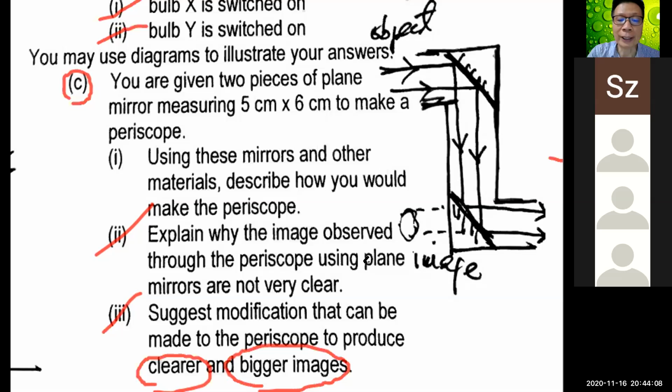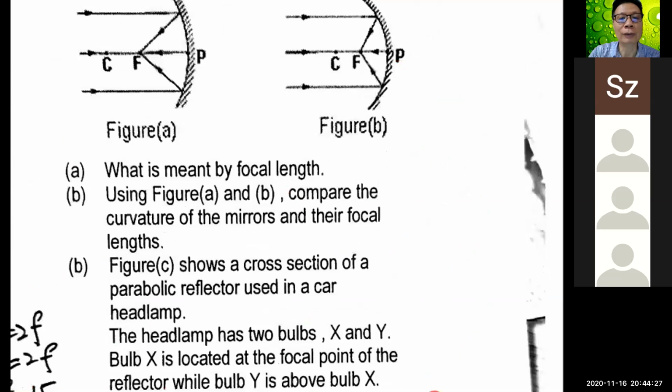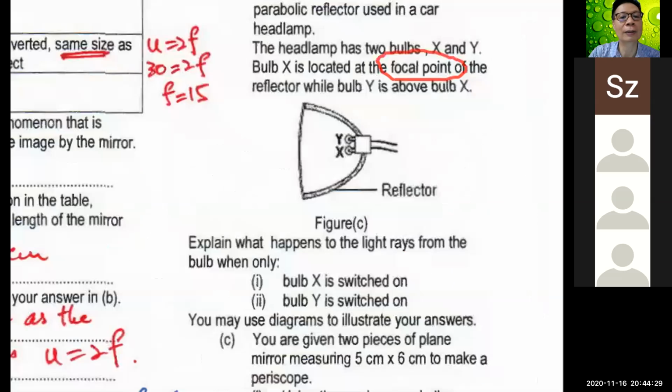You know why, right? But here it just says suggest only, no need to explain now. Why using a prism here is better is because a prism reflects light perfectly. Why perfect? Because of total internal reflection. You still remember or not? I think it's still here. I don't know whether it's here or not. Hold on.